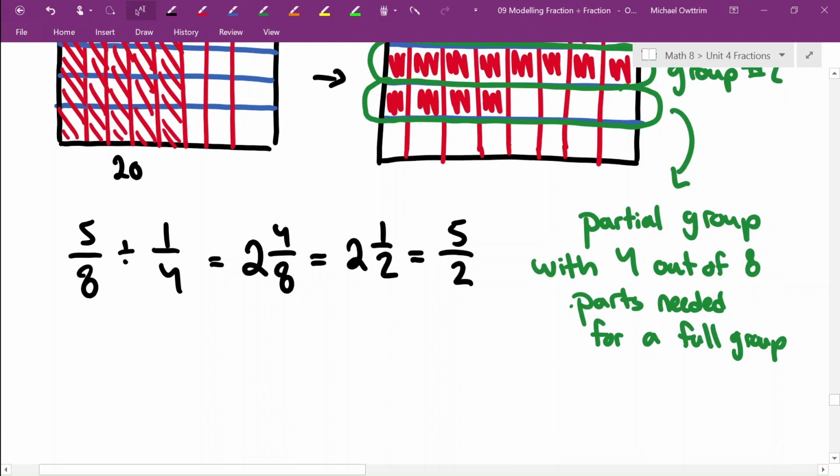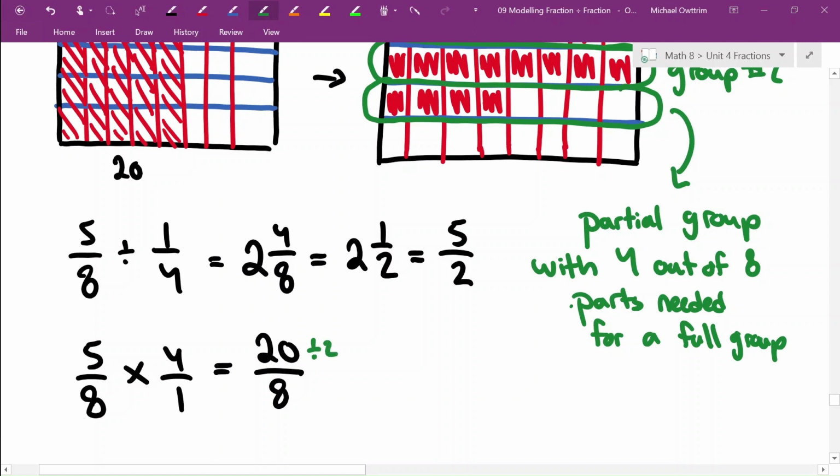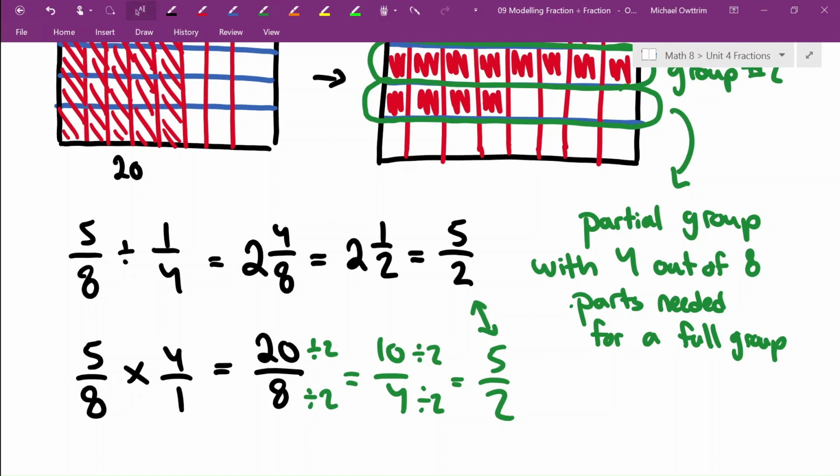Let's confirm that using our symbolic work. We're going to leave our first fraction alone. We're going to change divide to multiply. We're going to change our second fraction to its reciprocal by flipping it. 5 times 4 is 20 on the top, and 8 times 1 on the bottom is 8. Simplifying that, we're going to divide both of those even numbers by 2. Both of those are still even, so we can still divide by 2. And of course, we do get the same answer from our model as from our symbolic work.